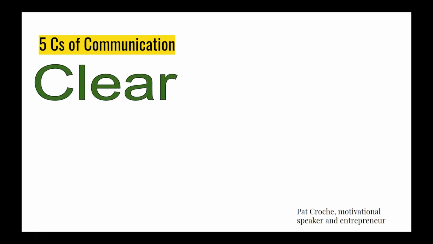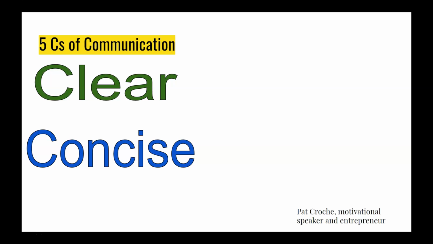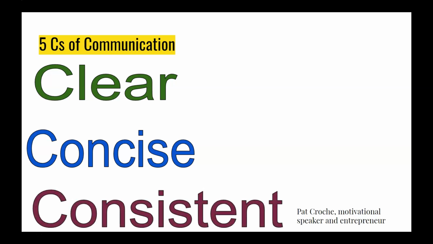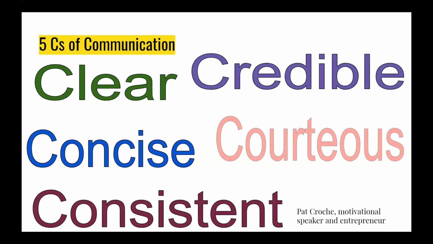The 5 C's of communication. Pat Croce, who is a motivational speaker and an entrepreneur, has come up with these 5 C's of communication, and they overlap with the other elements of communication. So, of course, one is being clear, concise, consistent, credible, and courteous. So when you're thinking about communicating, you want to think of these 5 C's to make sure that you're clear, concise, consistent, credible, and courteous.